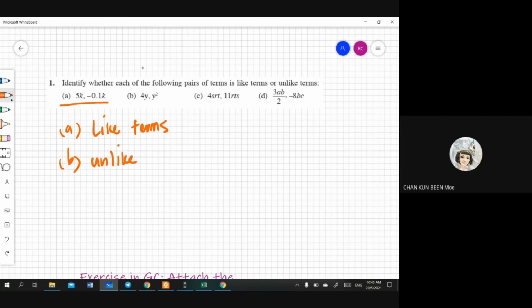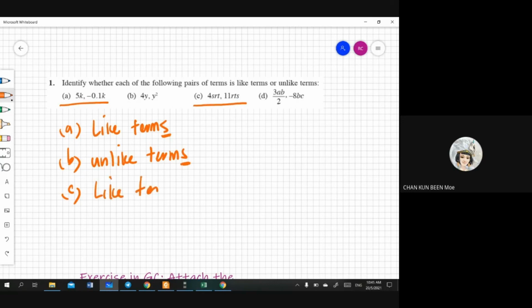Unlike terms because the power is different. So make sure when you answer the question, unlike terms, like terms, you have to add on the S because there are 2. It's plural, not singular. Okay, C, 4SRT and 11RTS. Kathleen, like terms or unlike terms? Like terms. Yes, very good.